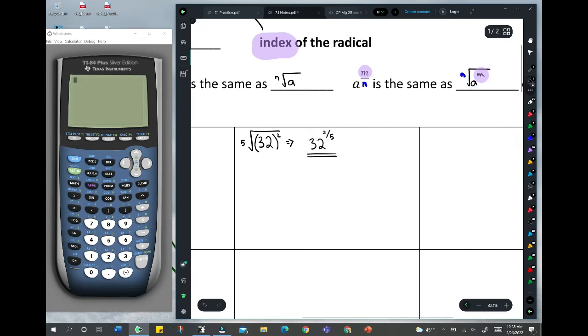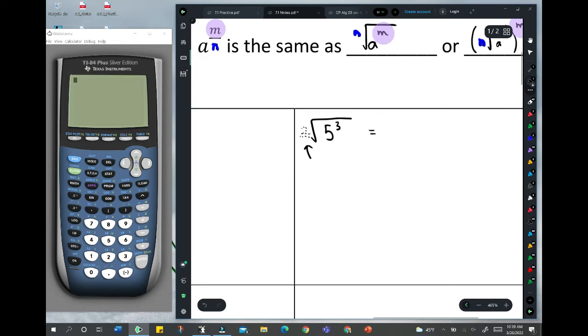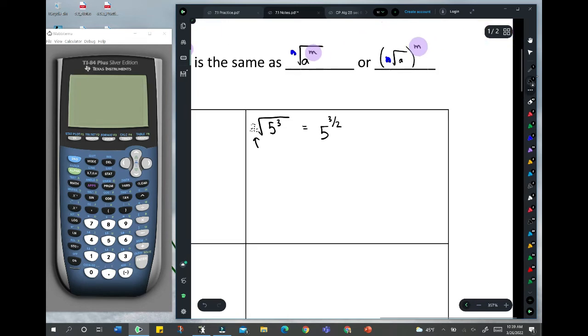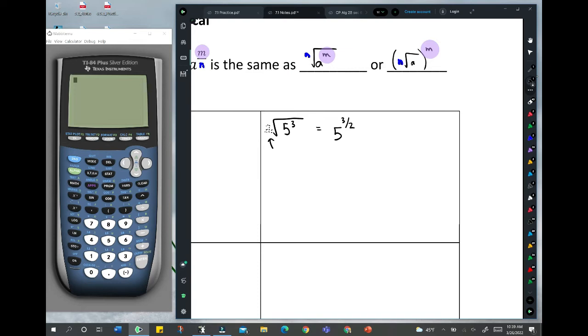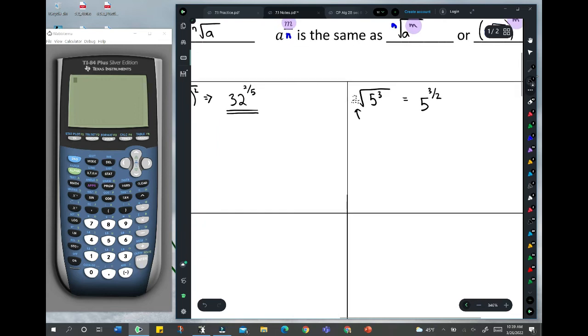A few more examples here because it can get a little tricky. Something like just the square root of 5 to the third. When you have this, if there's nothing given to you, there's an imaginary 2 there. Okay, an imaginary 2. So this would be 5 to the 3/2. And you're probably wondering why this really can be done or why we would bother doing this. And when we get into solving, you'll see it can be beneficial.